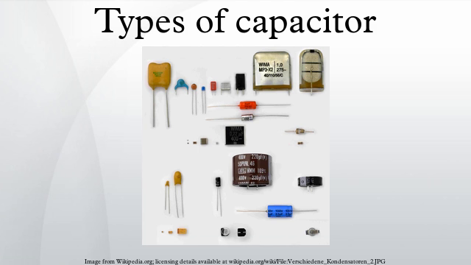Polarity marking. Aluminum E-caps with non-solid electrolyte have a polarity marking at the cathode side. Aluminum, tantalum, and niobium E-caps with solid electrolyte have a polarity marking at the anode side. Supercapacitors are marked at the minus side.